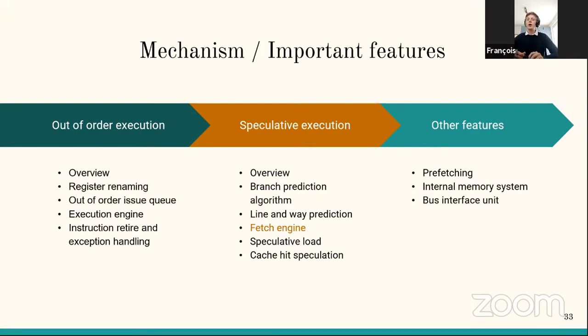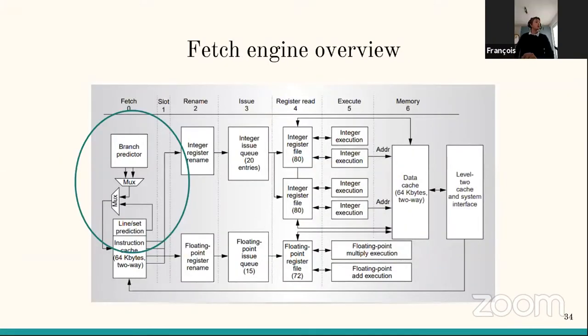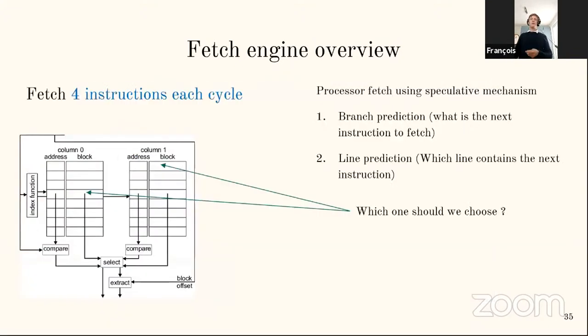And I will show you how this is implemented in the fetch engine. Here, as we can see in the fetch engine, there is a branch predictor and the line set predictor, which are the two most important things. So let's have a look. The processor can fetch up to 4 instructions per cycle, which is not more than the previous version, the Alpha 21164 microprocessor, but with all the improvements the processor goes a lot faster. There are two important things. First, the branch prediction: if there is a branch, we need to know if we should take it or not to fetch the correct instruction.